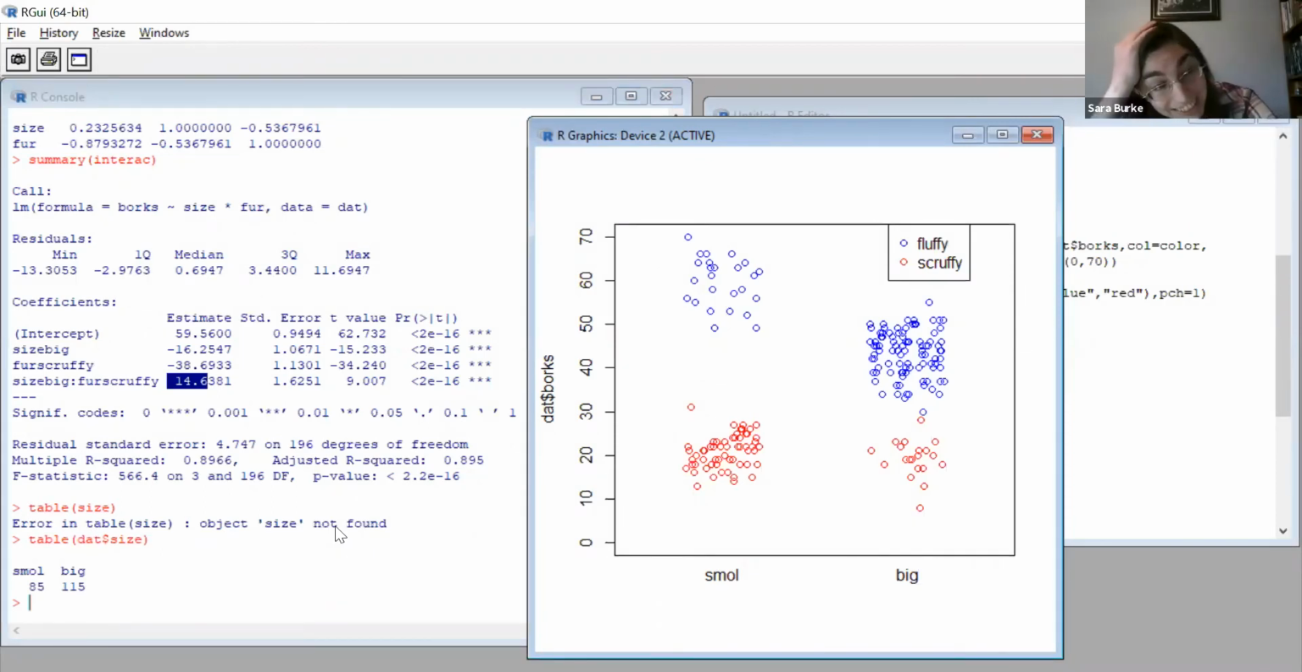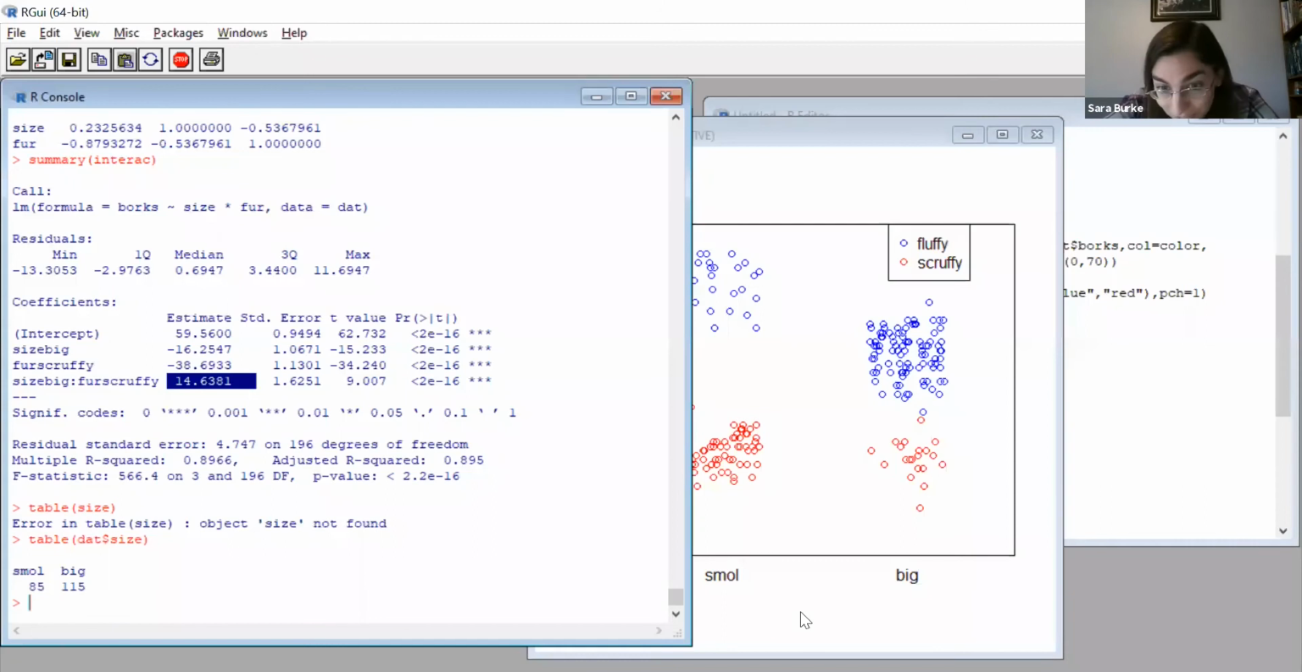And you'll find that certain subfields like to talk about difference in differences analysis as though it's a different thing from testing an interaction, and it's not. That's all we're doing here. We are calculating the difference between the big-small difference for fluffy dogs and the big-small difference for scruffy dogs. And that difference between those two differences is 14.6. That's how different the effect of size is, depending on whether you're talking about fluffy or scruffy.